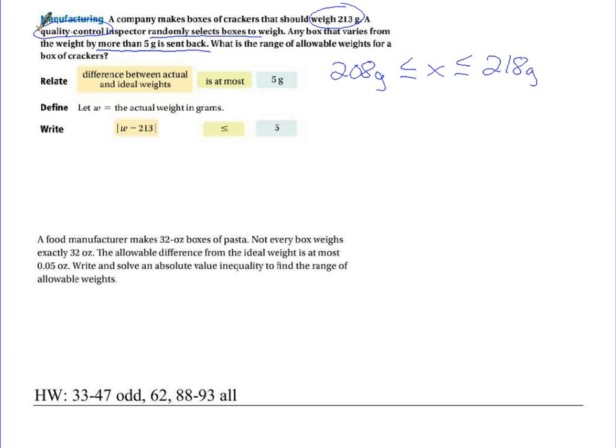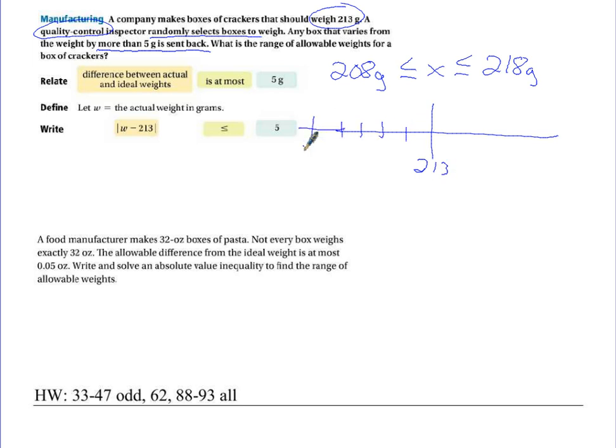So, okay, what it says is if the box varies from the weight by more than 5 grams, we want it to be 213. It could be under, it could be over, but as long as it's less than 5 grams away from 213 either way, then it's still good to go. Okay? Well, 5 grams to this side, so let me draw a number line here. Here's 213. 1, 2, 3, 4.